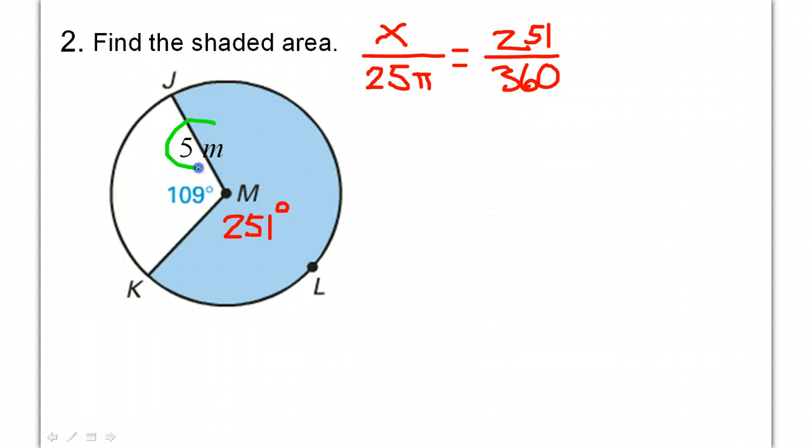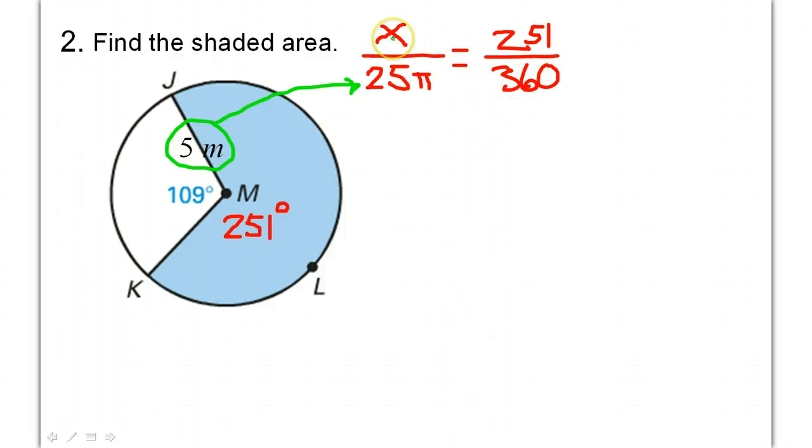We have the radius. The area of the whole circle is pi r squared. That's pi times 5 squared. 5 squared is 25, so that makes 25 pi. Part over whole. 25 pi is the area of the whole circle. I don't think this will reduce. So we are stuck with the big numbers. So it's time to go ahead and cross multiply.